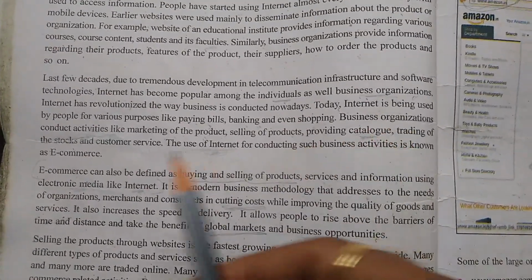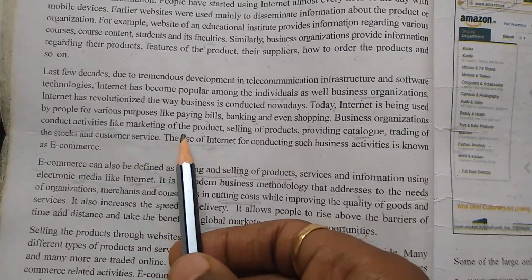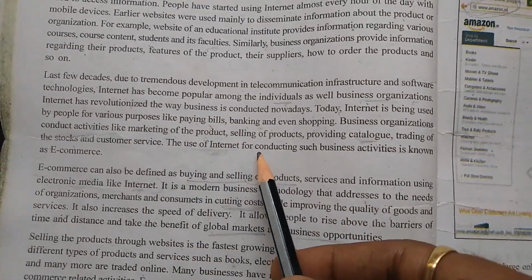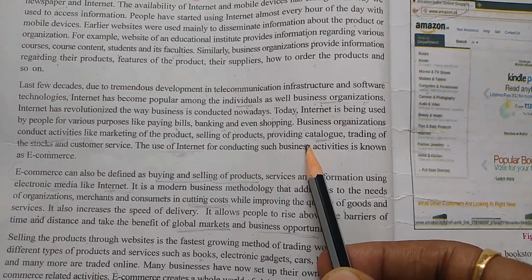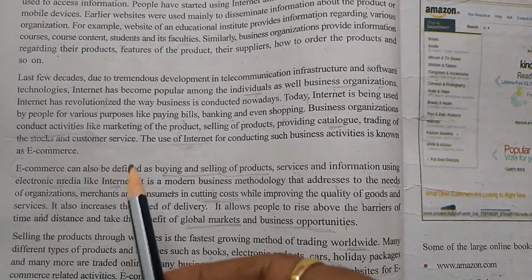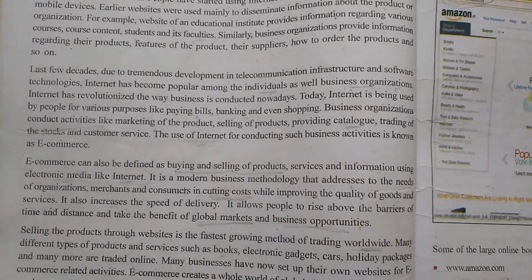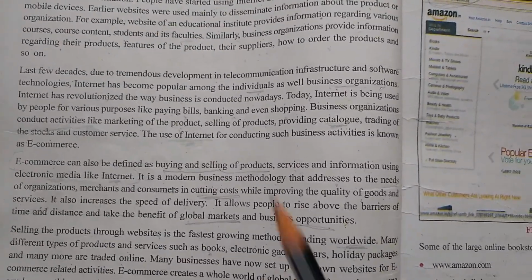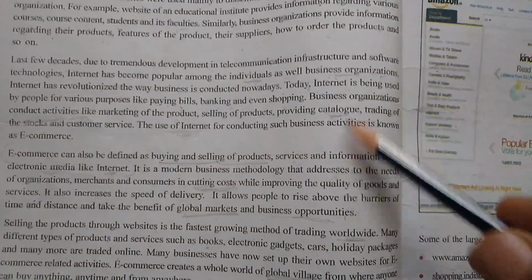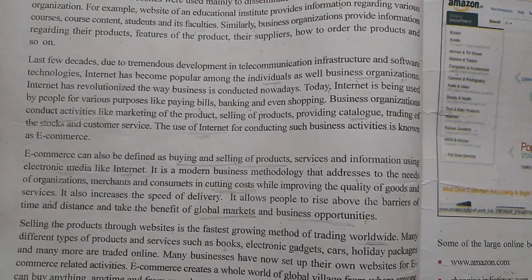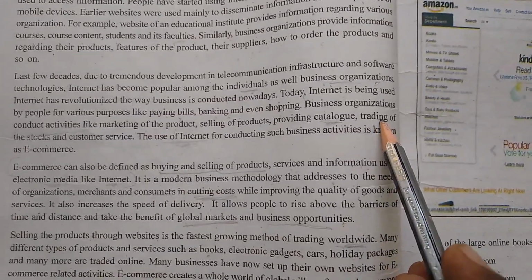Business organizations conduct activities like marketing of the product, selling of the product, providing a catalog, trading of stocks, and customer service. All these are the facilities available. You are able to market and explain the product, and sell the products. Providing a catalog means what? Providing the photograph of the product, name of the product, price list, all together. And you can go for trading of stock.